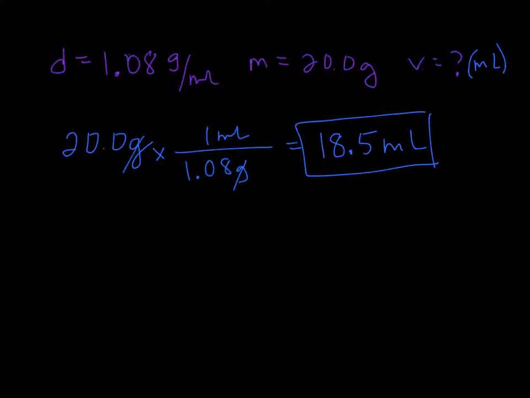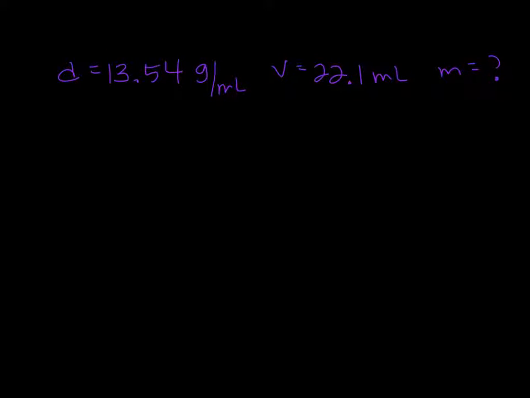All right, I have one more here. In this one, we're given the density and the volume, and we want to find the mass. So we're looking for grams because we're looking for mass. And I'm given milliliters, and I'm given grams per milliliter. So which one do I start with? I'm going to start with the one that doesn't have a unit in the denominator. So that would be 22.1 milliliters.